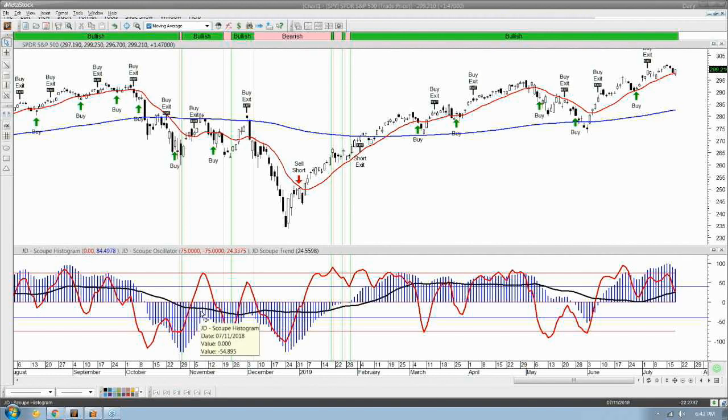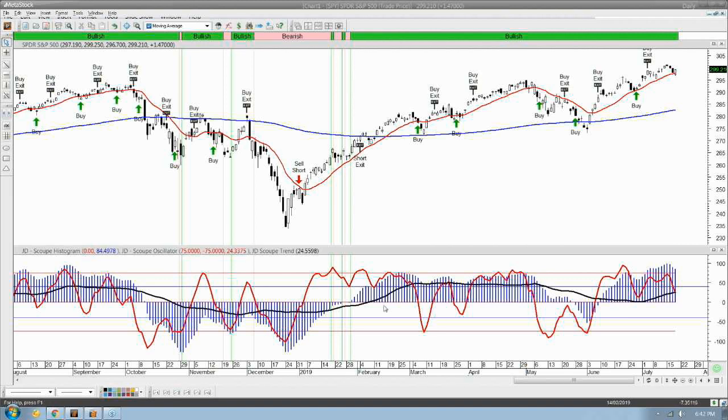If the histogram is under 0, and the black line here, which is our Scoop trend, is also under 0, and Scoop goes up here and starts to turn down, well, then that's a sell. Okay, so similarly here. Vice versa for buys. Now, there's also some other things. Not every time would this be a sell. This may not be a sell here. There are some other rules.